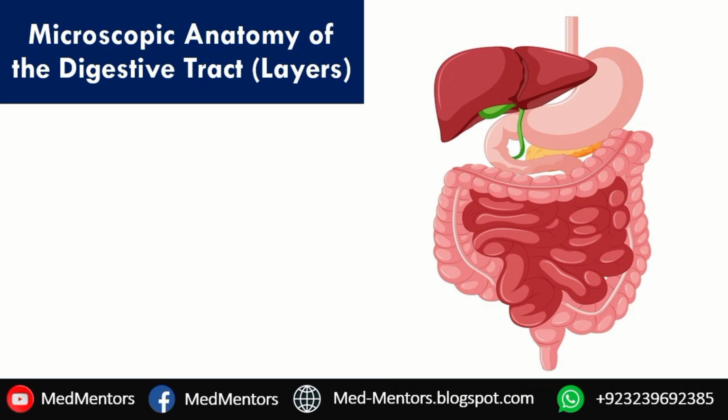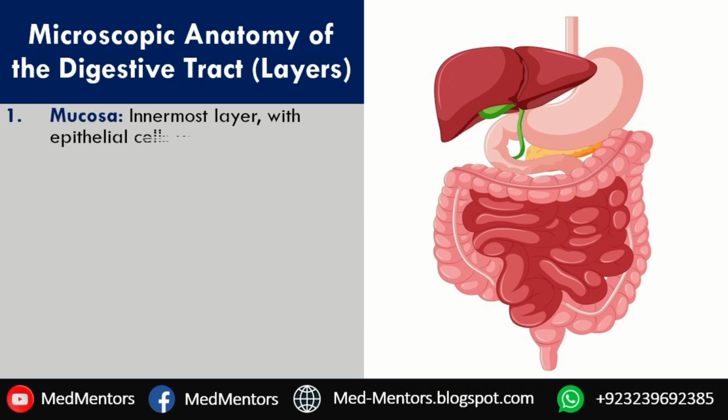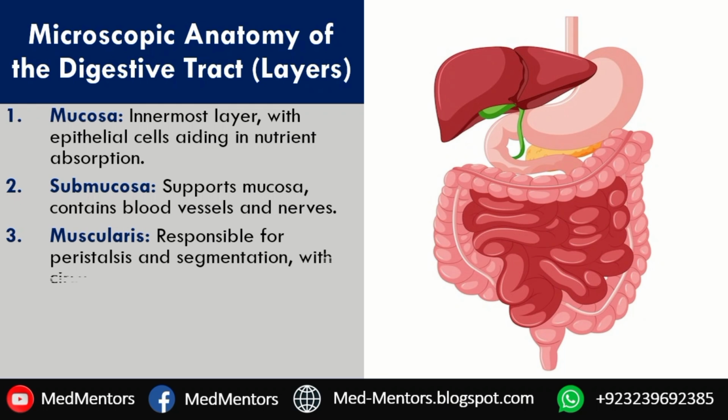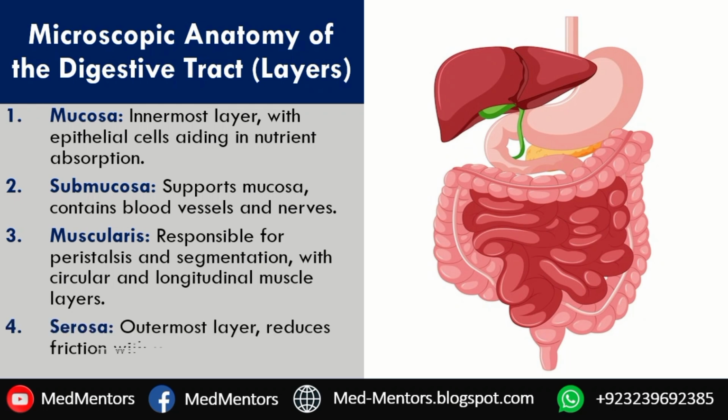Next, microscopic anatomy of the digestive tract layers. Number 1. Mucosa, the innermost layer lined with epithelial cells, which aids in nutrient absorption. Number 2. Submucosa, supports the mucosa with connective tissue, blood vessels, and nerves. Muscularis consists of circular and longitudinal muscles responsible for movements like peristalsis and segmentation. Number 3. Serosa, the outermost layer that reduces friction between the digestive organs and surrounding structures.